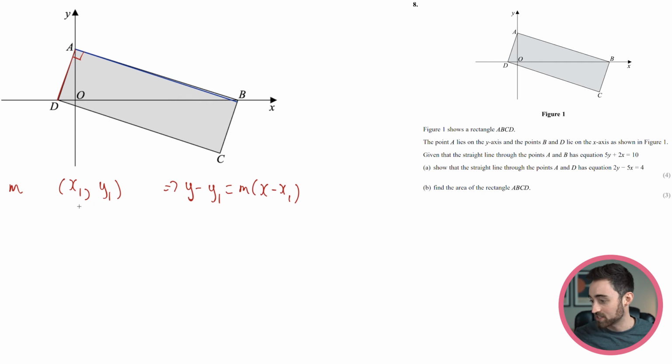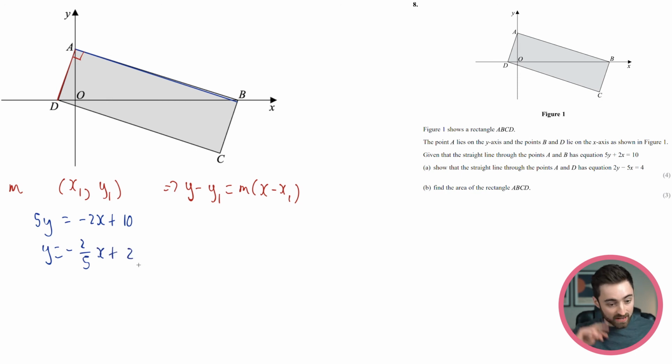So I'm going to take the 2x over to the other side to get 5y equals minus 2x plus 10. I'm going to divide by 5 to get y equals minus 2 over 5x plus 2. So now the gradient of this line is minus 2 over 5.